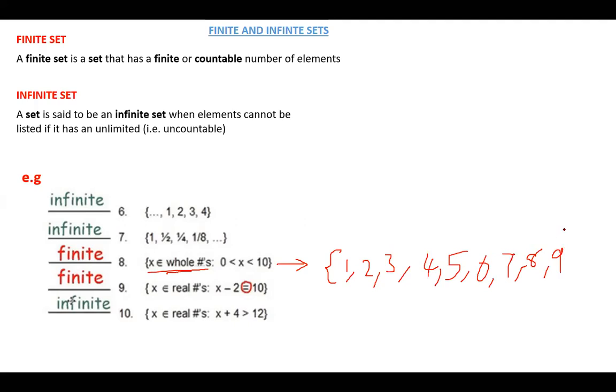So if you are able to count the number of elements in a set, then that set is a finite set. If you are unable to count, then that's an infinite set.